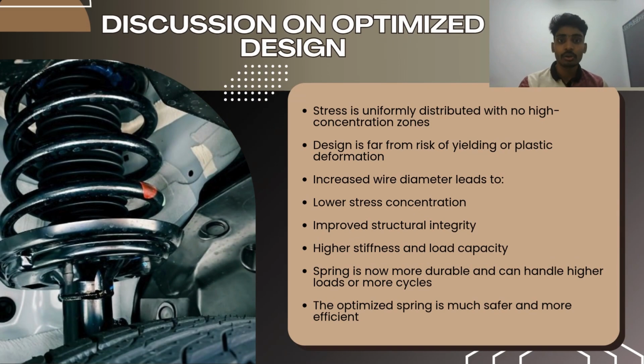So, for discussion, what are the findings that we can get from the optimized design of the spring? The first one is stress is uniformly distributed with no high concentration zones. The design is far from risk of yielding or plastic deformation. Increased wire diameter also leads to lower stress concentration, improved structural integrity, and higher stiffness and load capacity. The spring is now more durable and can handle higher loads or more cycles. And finally, the optimized spring is much safer and more efficient.